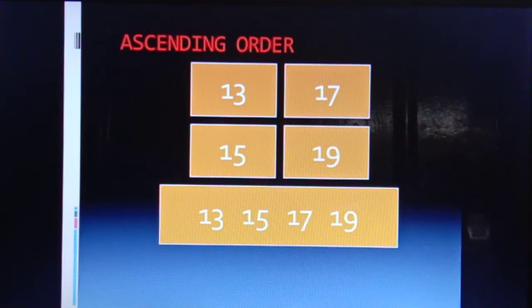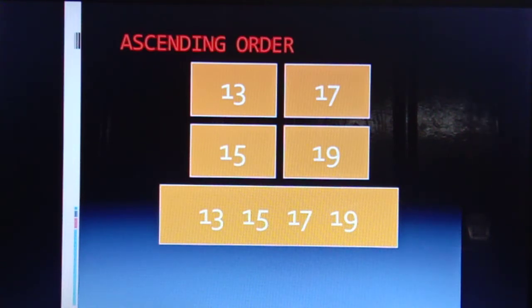Here, the digit which is present at tens place is 1. But the digits present at ones place are different. In 17 it's 7, in 15 it's 5 and in 19 it's 9. So among these three numbers, which digit at the ones place is the smallest? Yes, it's 15. So we have written here 15 just beside or after 13.